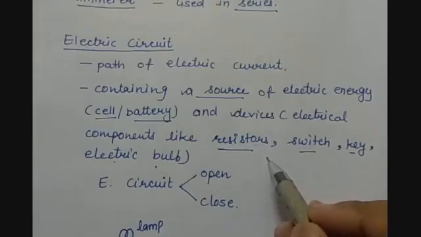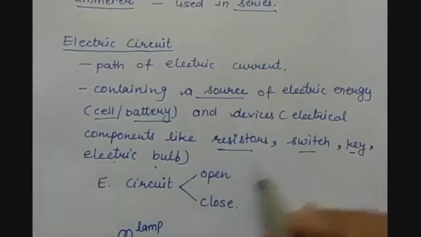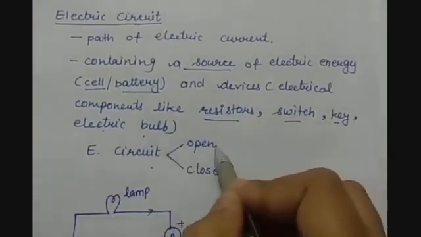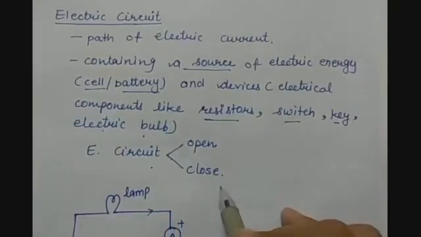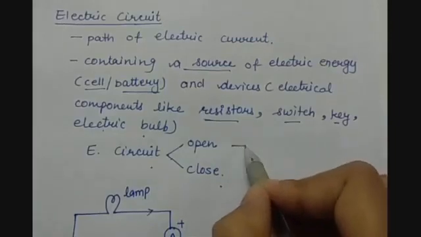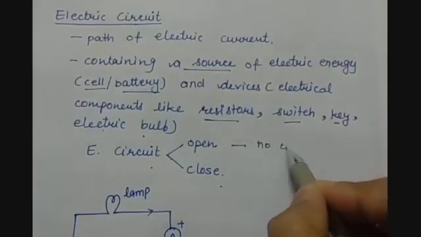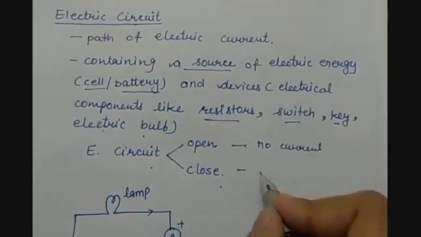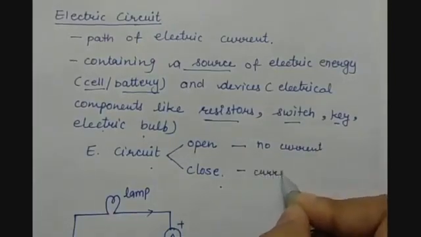connecting wires. And we have studied that the electric circuit can be an open circuit or a closed circuit. In an open circuit, no current flows, but in a closed circuit, current flows.